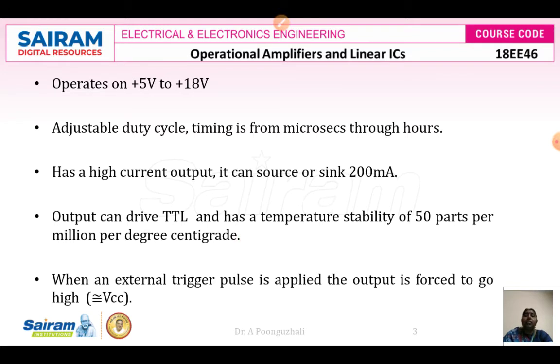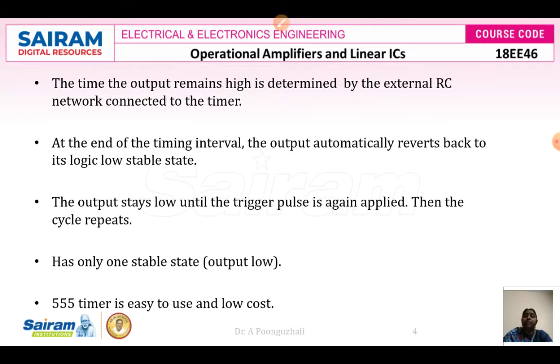When an external trigger pulse is applied, the output is forced to go to the high state, that is to plus VCC. The time the output remains high is determined by the external RC network that is connected to the timer. So the resistor and capacitor that we connect to the circuit decide the time period of the output waveform during which the output remains high.